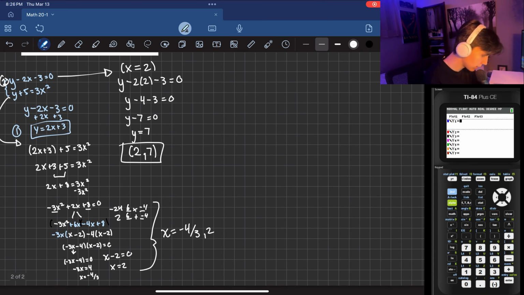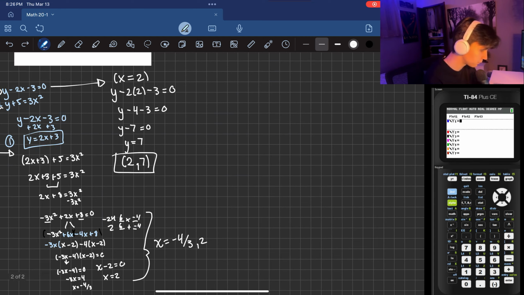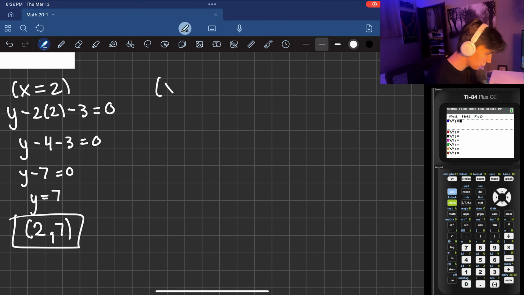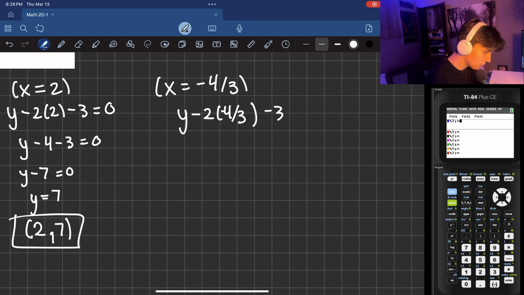So we got x is equal to negative 4 over 3. Let's go back and plug that in. So x equals negative 4 over 3, and you get y minus 2 times negative 4 over 3, minus 3. I'm just going to put that all on my calculator. So we get negative 2 times negative 4 over 3 minus 3.